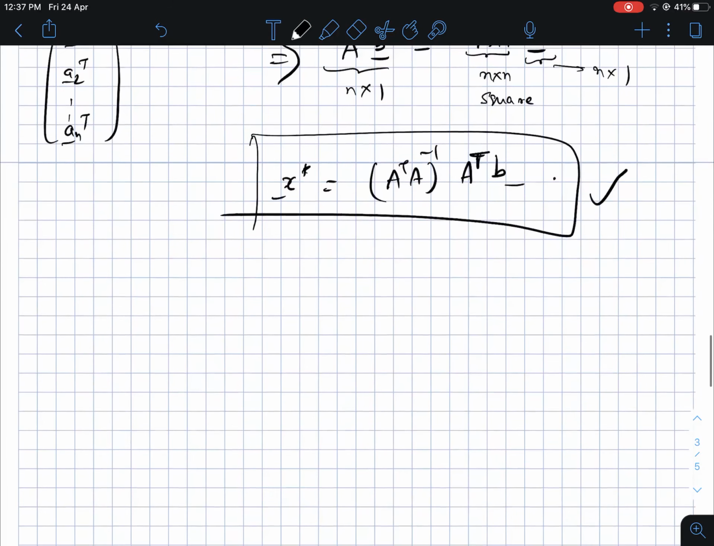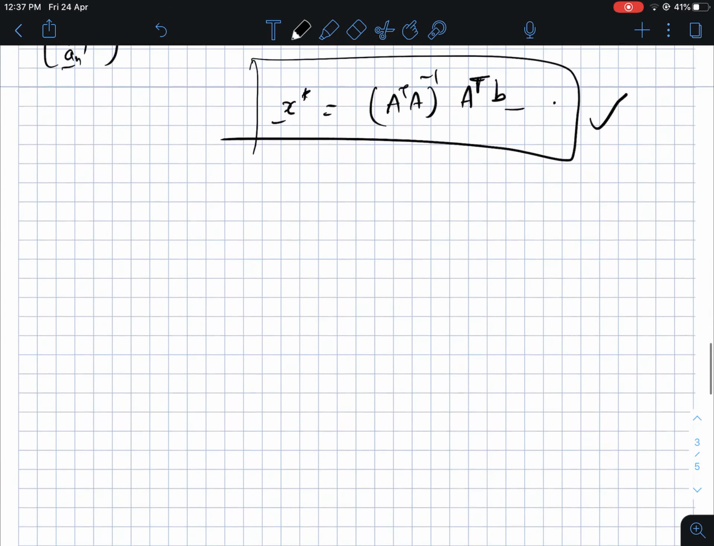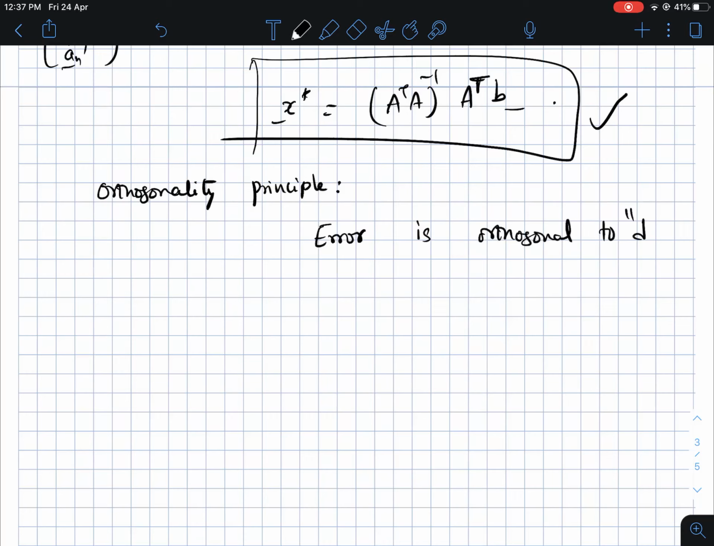Okay, so this idea of using the geometric argument is sometimes called the orthogonality principle. It is useful in many other contexts as well. The orthogonality principle primarily says that error is orthogonal to data. I'll explain what these terms mean in a minute. So error here is B minus AX star.